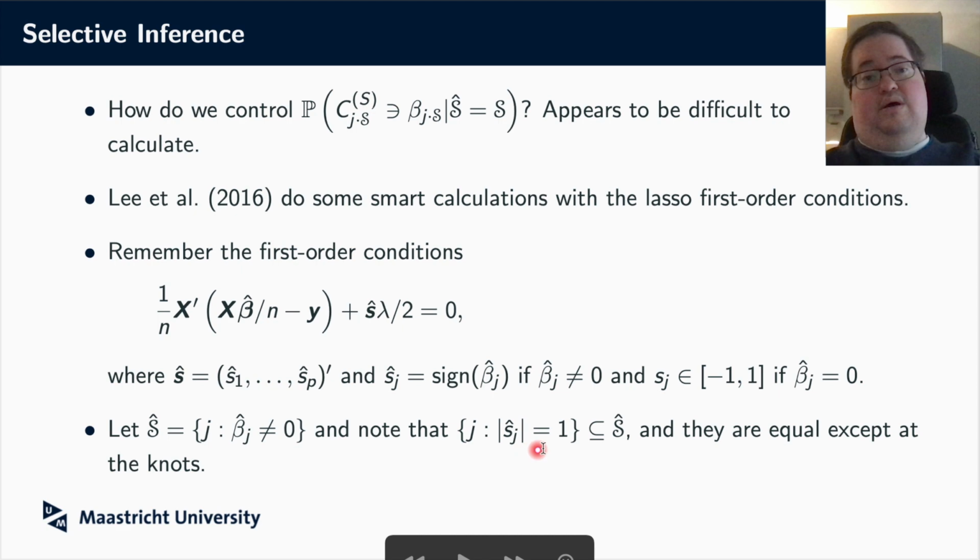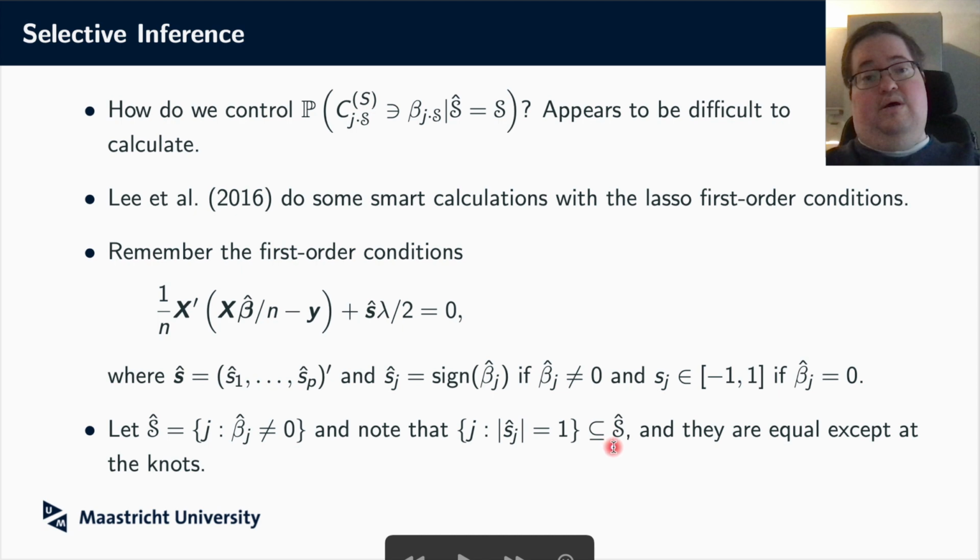then also note that what we get is that the signs in absolute value always are equal to 1. Right? Either 1 or -1, depending on the sign of that. And also note that, in fact, this set of taking out all the variables which have a sign equal to 1 in absolute value is almost equal to the set of selected variables.